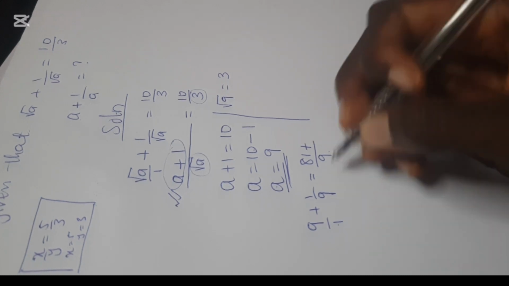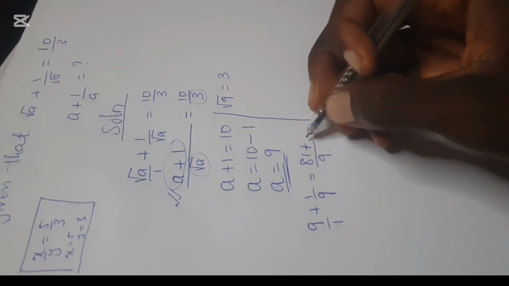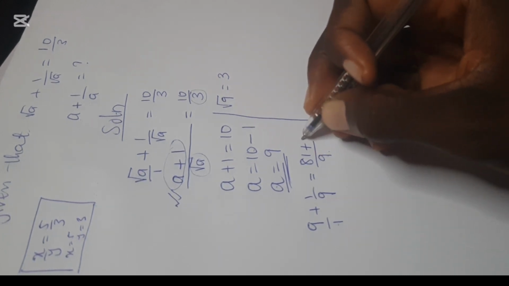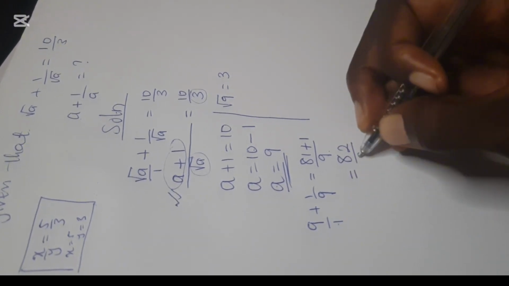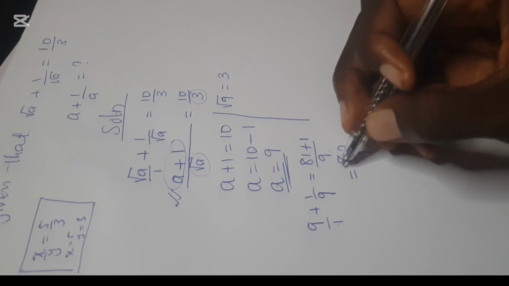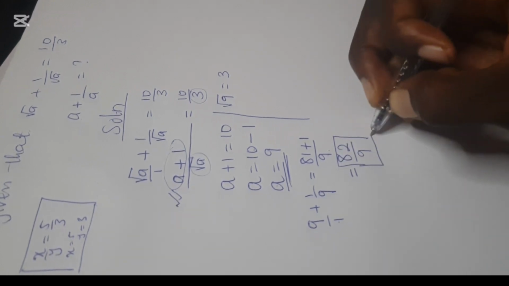Plus, right? 9 into 9 is 1. 1 times this will give me what? That's 1. So our answer is going to be 82 over 9, which you can break down, but I would prefer to leave it in this form.